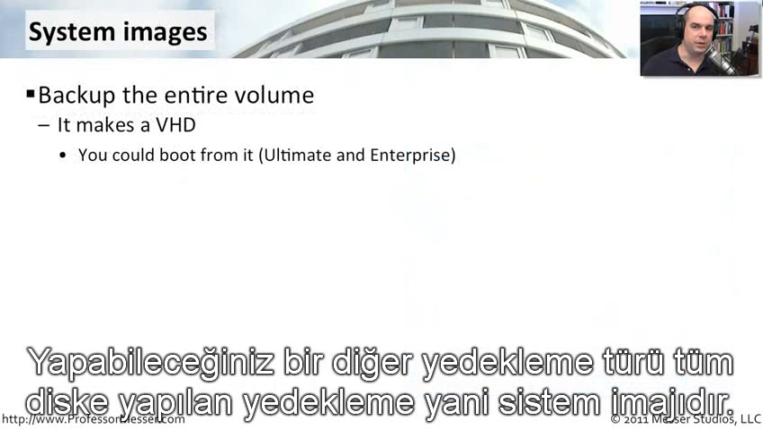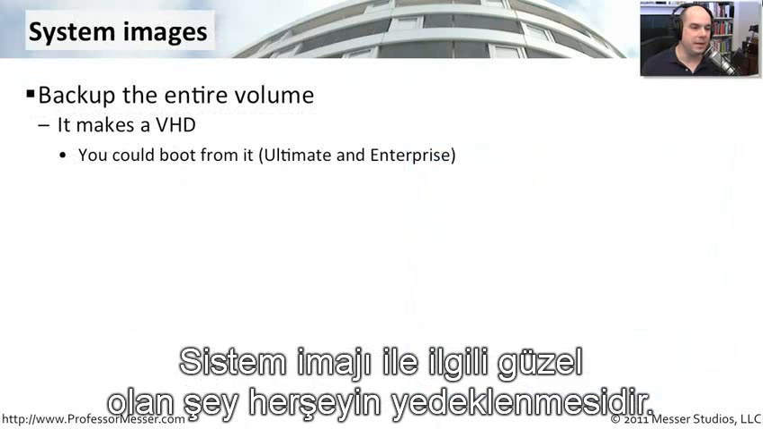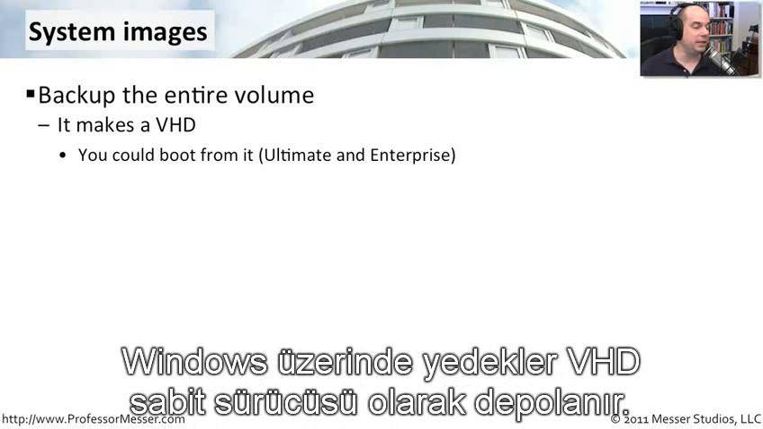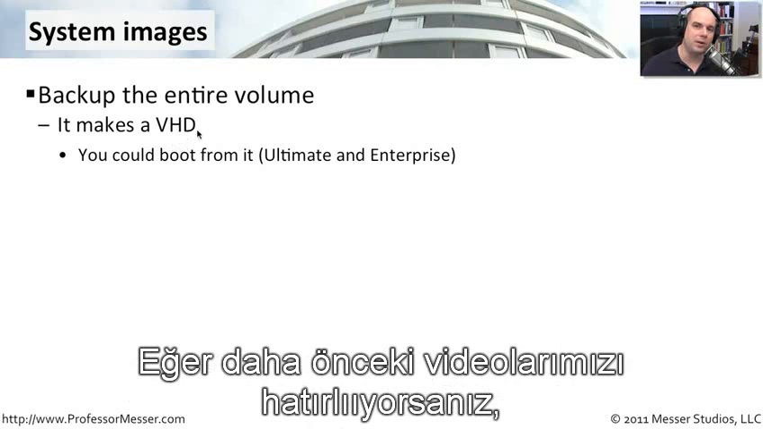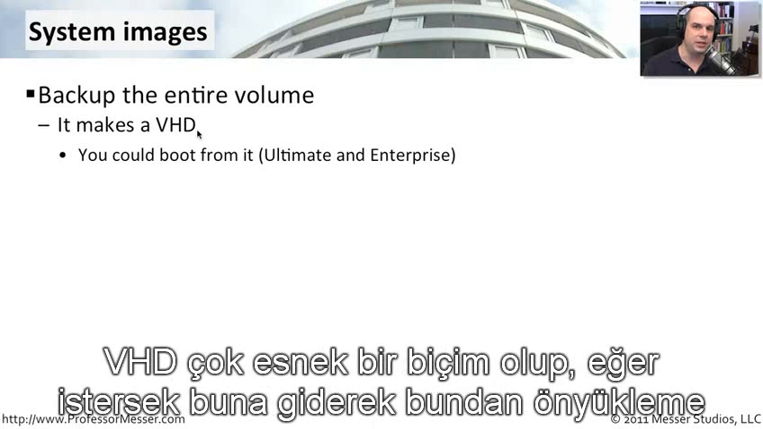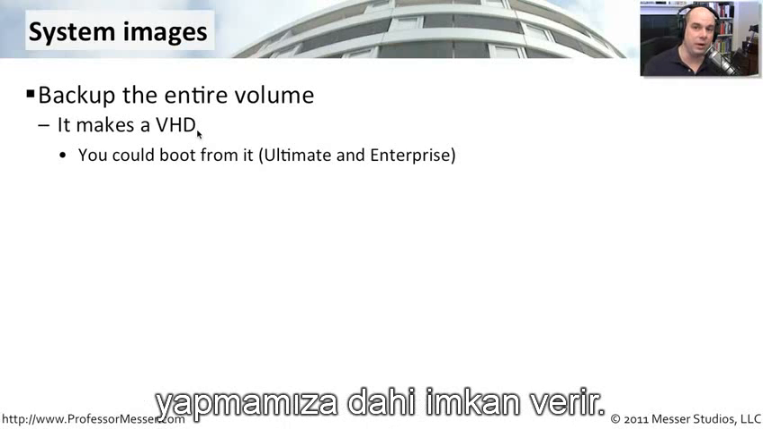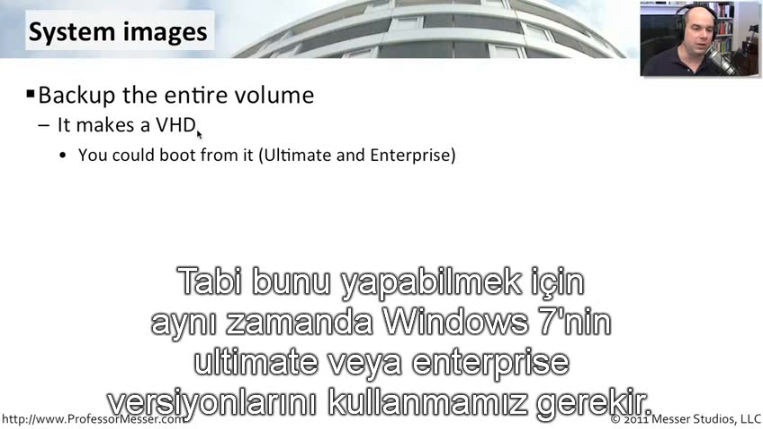Another type of backup you can do is one of the entire hard drive, a system image. What's nice about the system image is that it backs up everything. And on Windows, it stores the backup as a VHD, a virtual hard drive. If you recall from our earlier videos on VHDs, this is a very flexible format, and it allows us to get in there and even boot from that VHD if we wanted to, if you're using Windows 7 Ultimate or Windows 7 Enterprise.